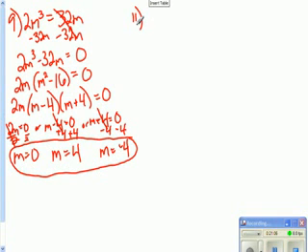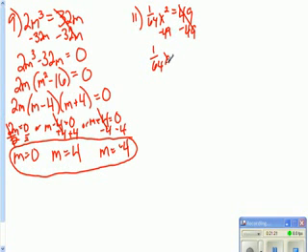Number 11. 1 over 64x squared equals 49. Again, I need to move this 49 to the other side by subtracting 49 from both sides. So 1 over 64x squared minus 49 equals 0. And you need to know those perfect squares. These are squared minus squared.